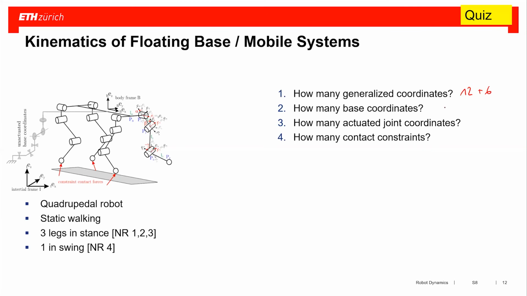Base coordinates are 6, 12 coordinates for the joints, and the contact constraints are 3 constraints per leg. We cannot move in X, nor in Y, nor in Z, and we have 3 legs, so we have 9 constraints that we have to satisfy somehow. Now that's a pure kinematic analysis of the whole setup.